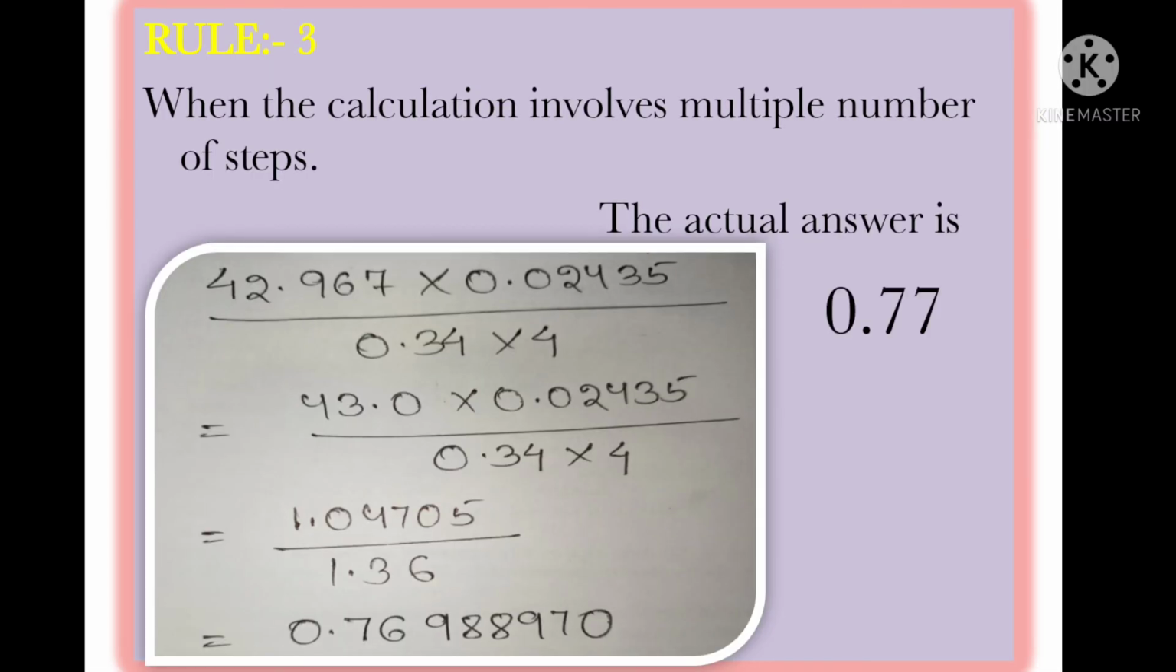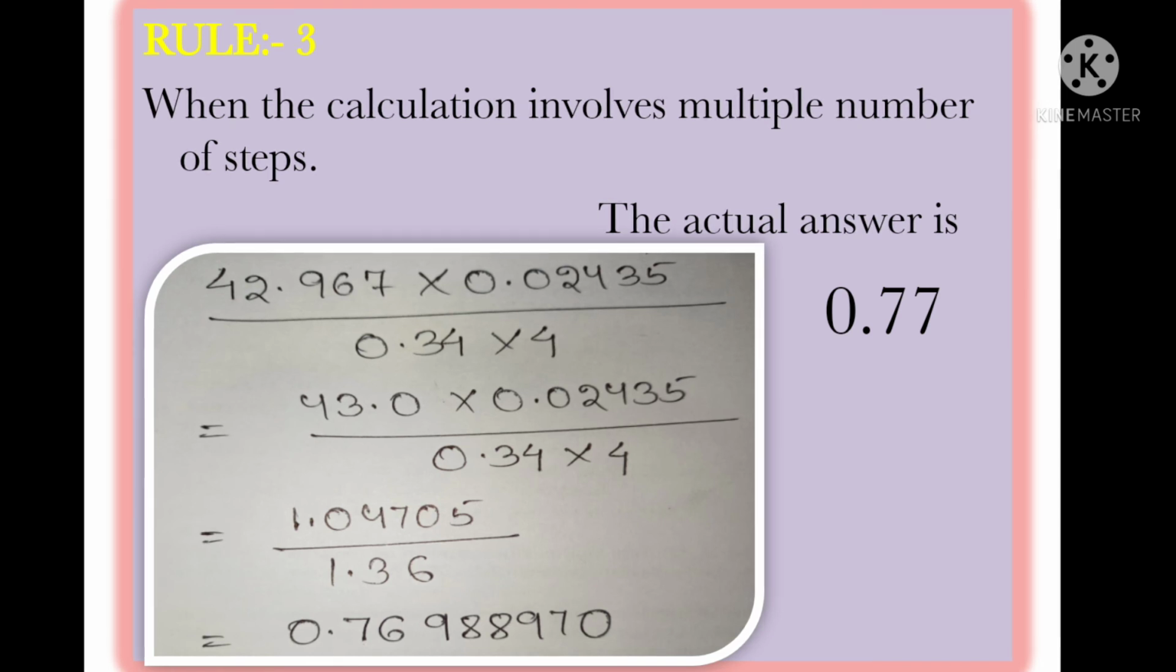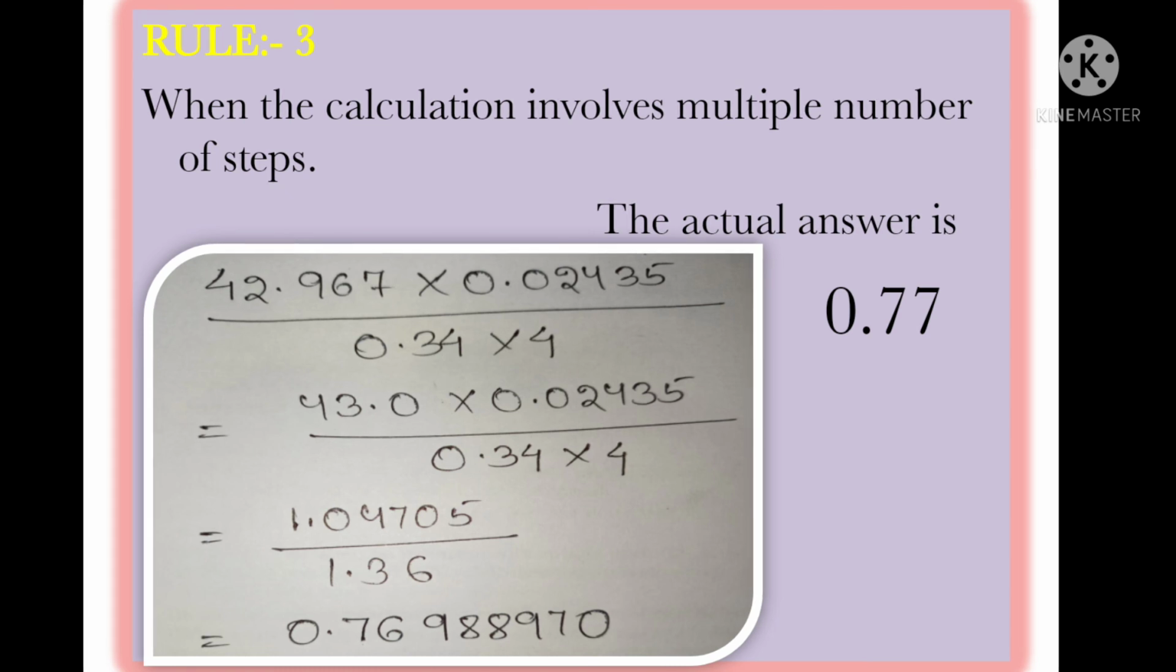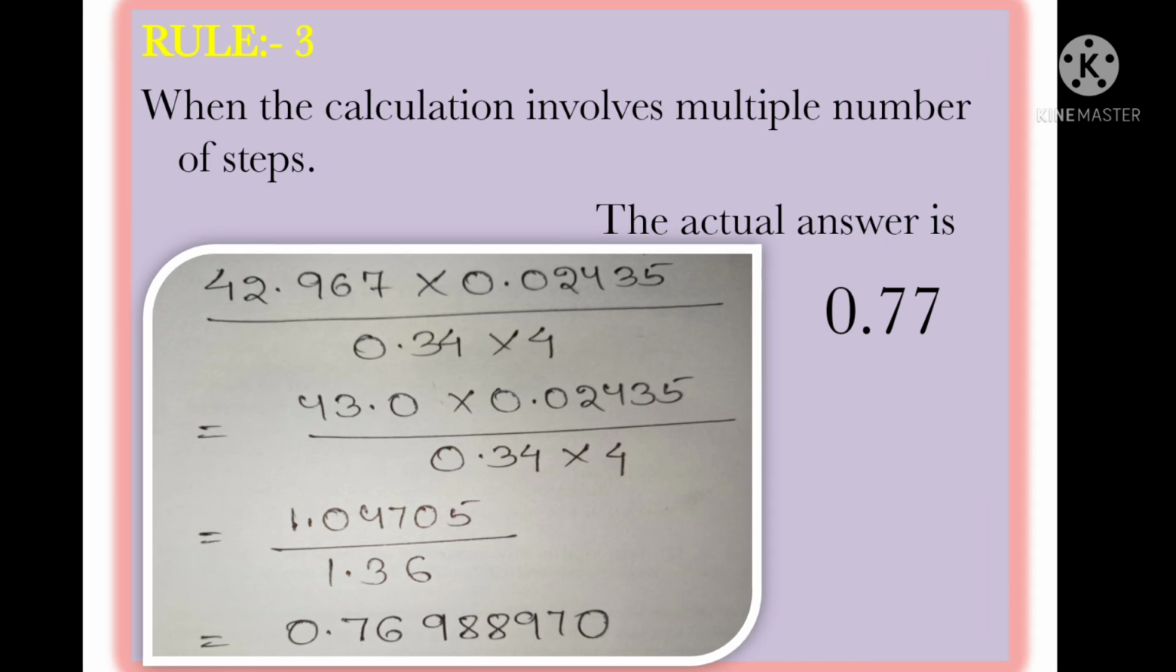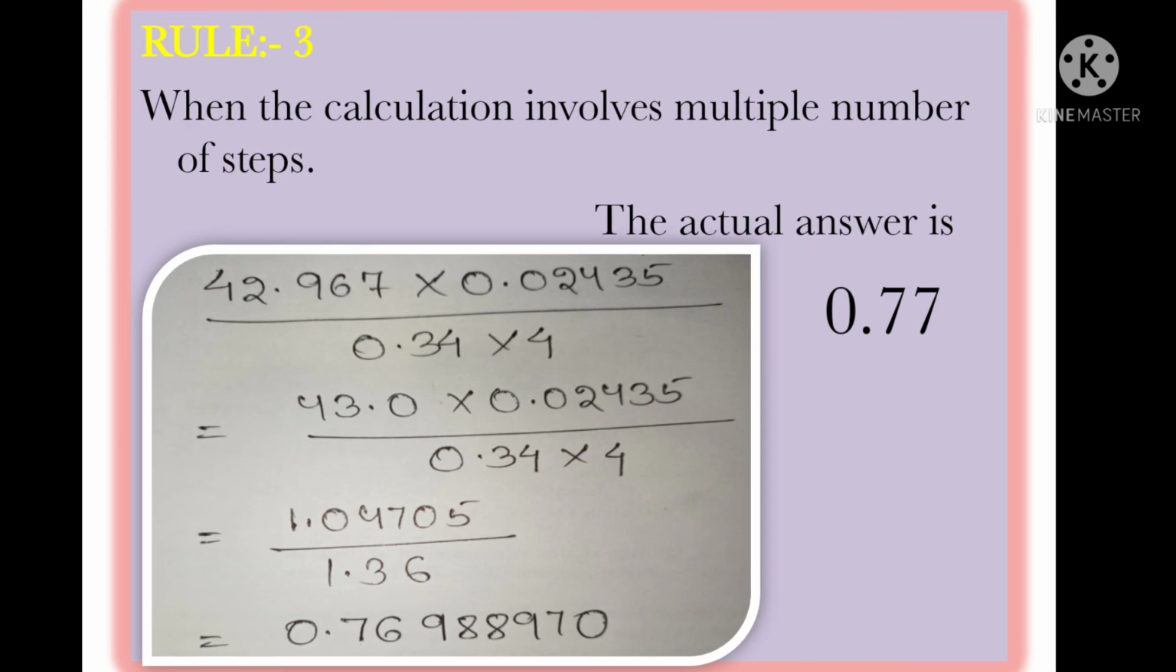Then come to rule 3. It says about what to do if calculation involves multiple number of steps. The result should contain the same number of significant figures as that of the least precise number involved, other than the exact number. So here is the question. Before mathematical operation, we need to round them off so it could be easy to calculate. So no need to change the exact number 4. Keep it as it is.